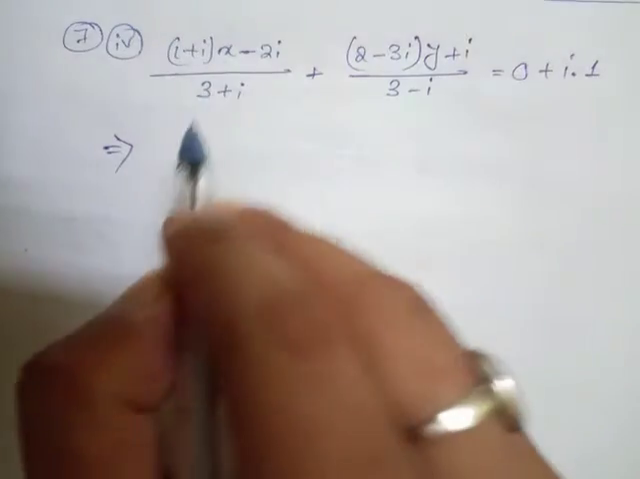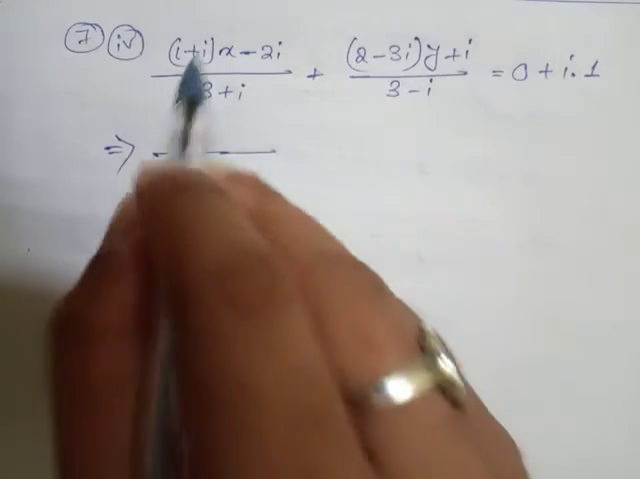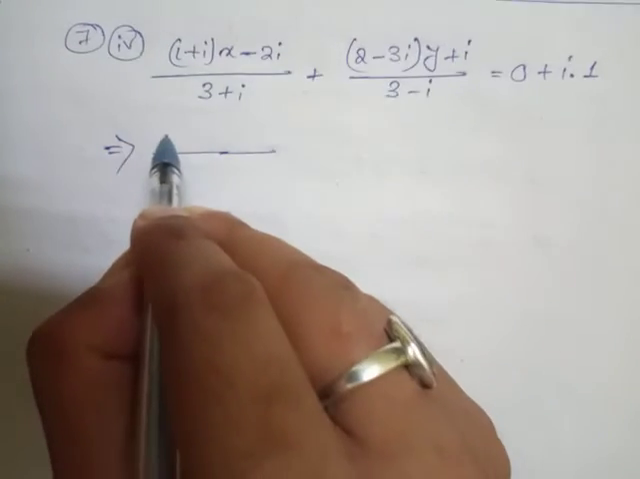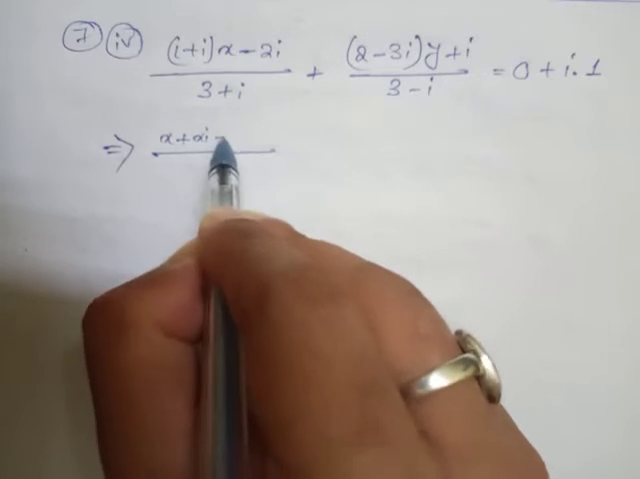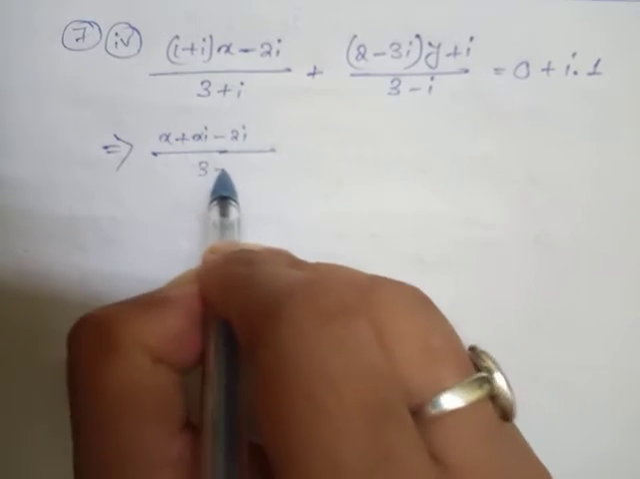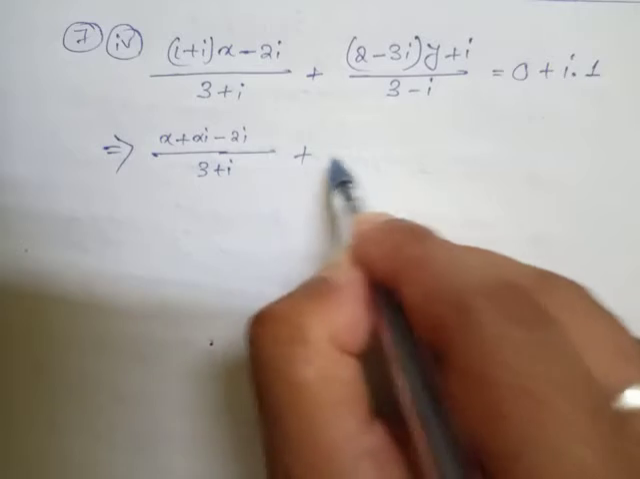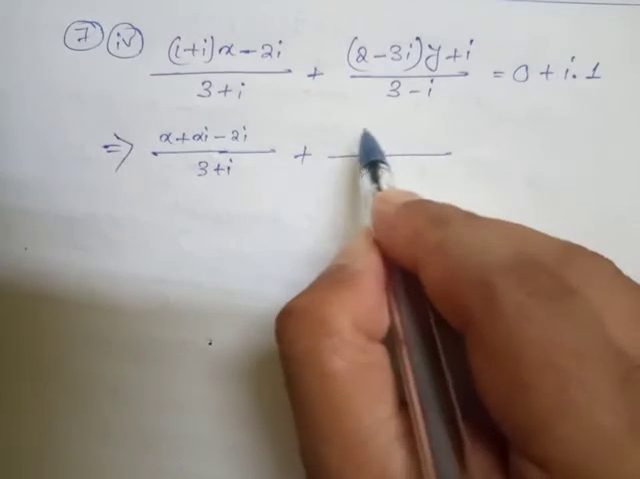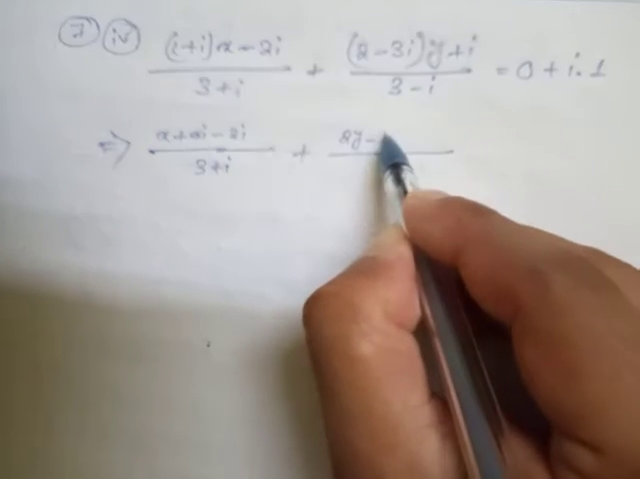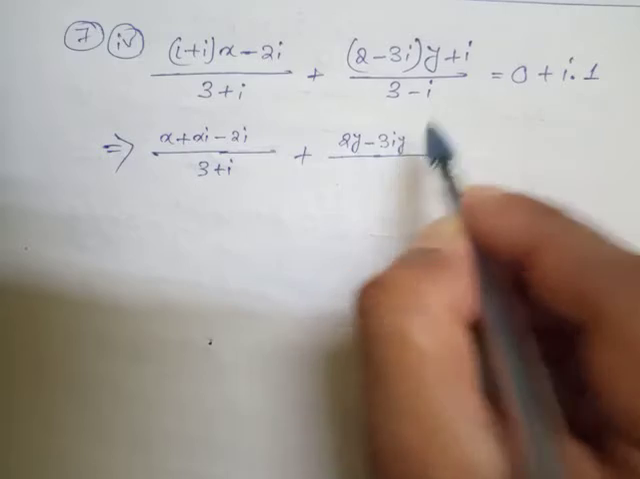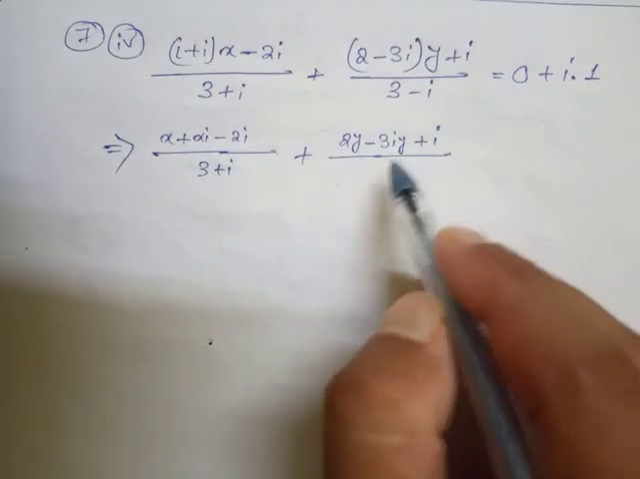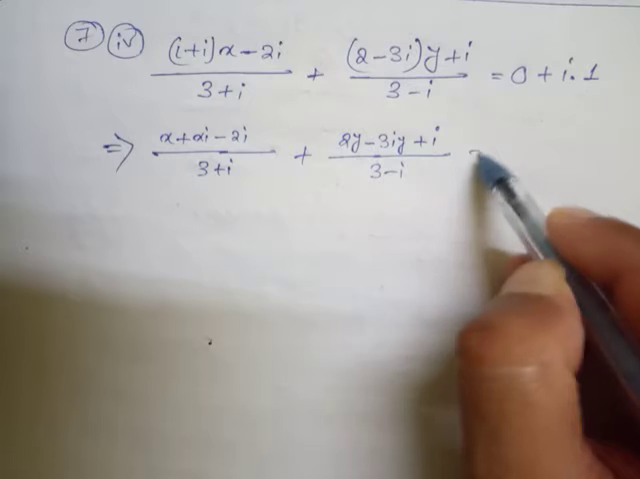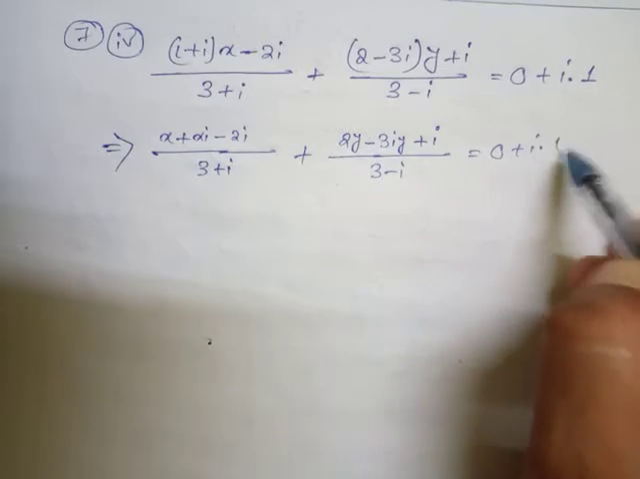So here student, first of all analyze this portion. 1 into x is x, and i into x is xi, and there is 2i by 3 plus i, first one. And second one is 2y minus 3iy after multiplying, and this part is i only. There is 3 minus i equal to 0 plus i into 1.